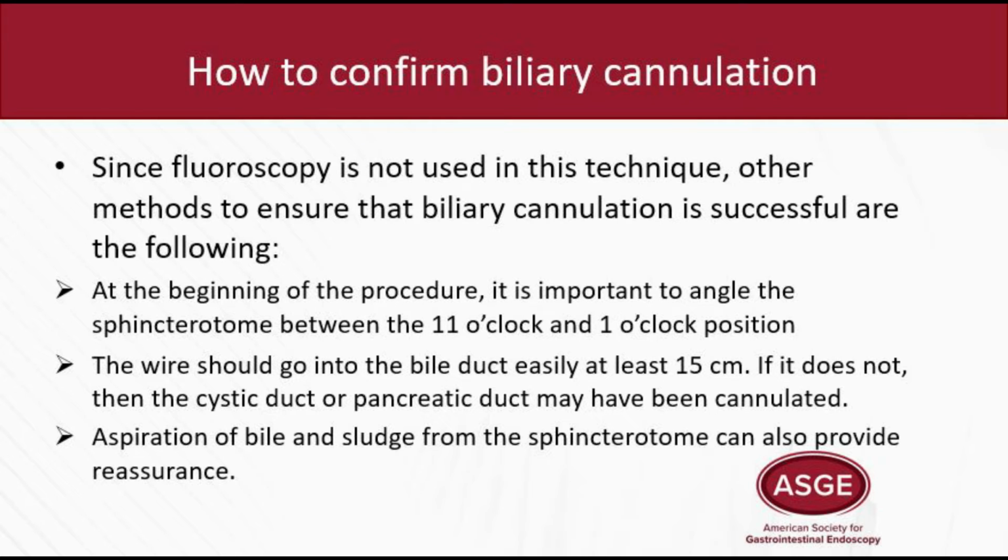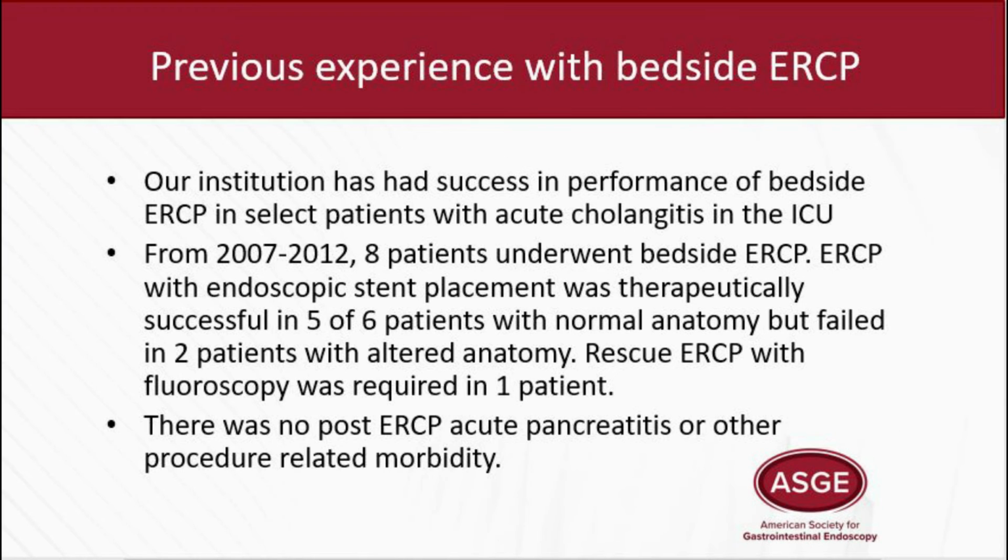Since fluoroscopy is not used in this technique, other methods to ensure that biliary cannulation is successful are the following. At the beginning of the procedure, it's important to angle the sphincterotome between the 11 o'clock and 1 o'clock position. The wire should go into the bile duct easily at least 15 centimeters. If it does not, then the cystic duct or pancreatic duct may have been cannulated. Aspiration of bile and sludge from the sphincterotome can also provide reassurance.